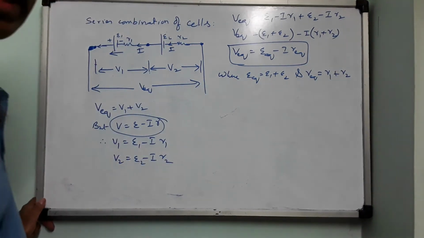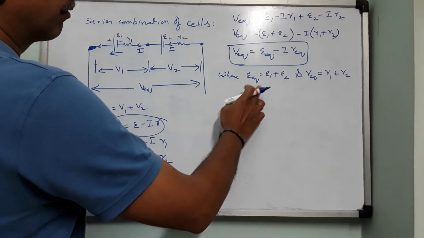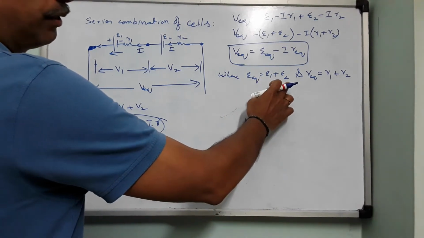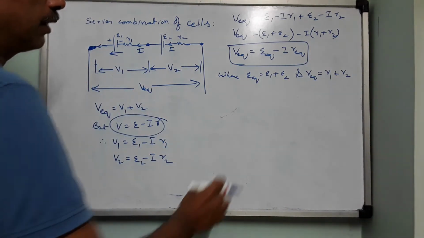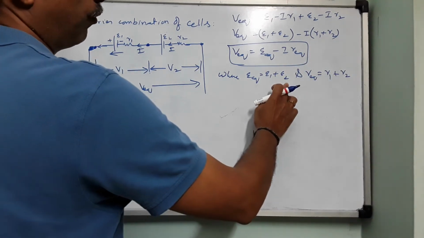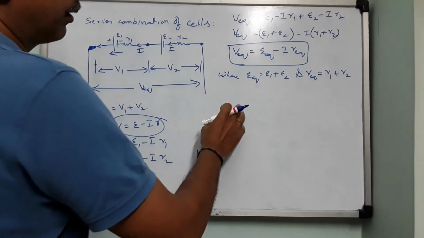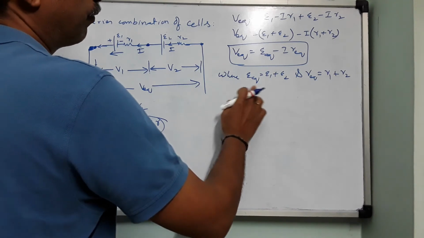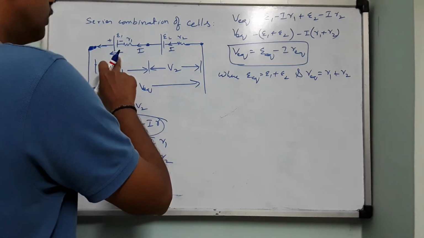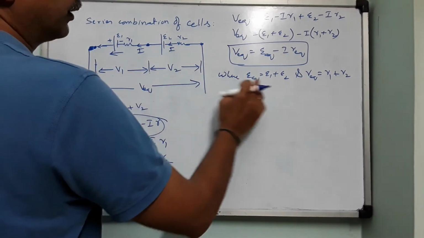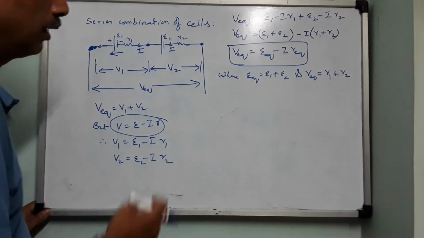So this argument can be extended to any number of cells. If a third cell is there, then you will get E equivalent equals E1 plus E2 plus E3, and R equivalent will become R1 plus R2 plus R3. If 4 are there: E1 plus E2 plus E3 plus E4, R1 plus R2 plus R3 plus R4. So what is happening is the equivalent EMF is increasing when the cells are connected in series. Suppose I have 1.5 volt and 1.5 volt in series, it will become 1.5 plus 1.5, that is 3 volt. Okay, right.